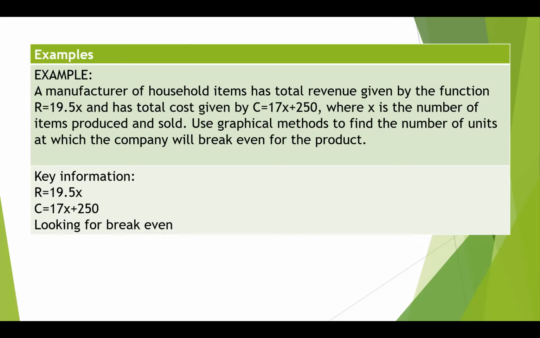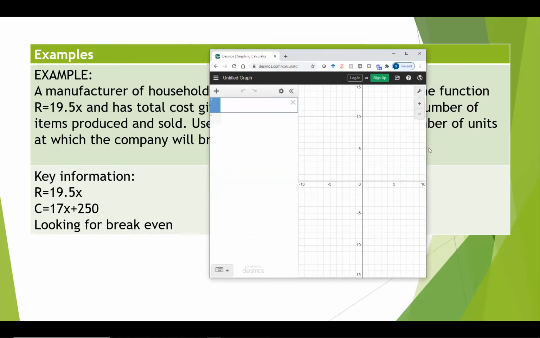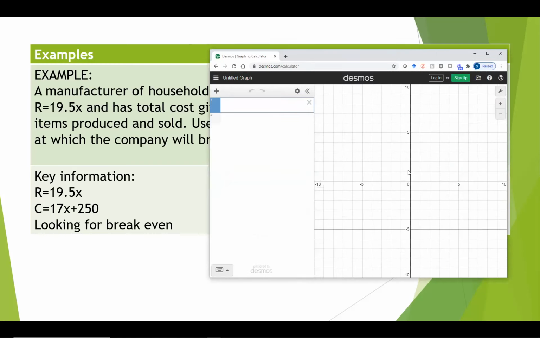So I am going to pull out my graphing calculator on Desmos.com. And I want the break even point. So with both of these, I'm going to change the R and the C to a y because on Desmos you need an x or y. So I'm going to have the revenue equation be y equals 19x. And notice I have this red line here. And the cost equation, I'm going to replace the cost with y is equal to 17x plus 250.